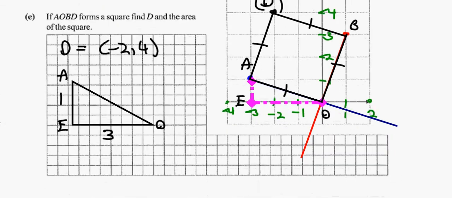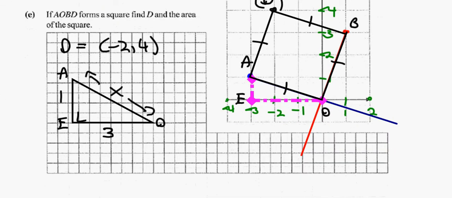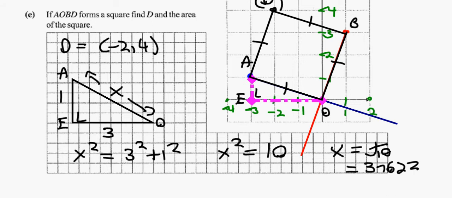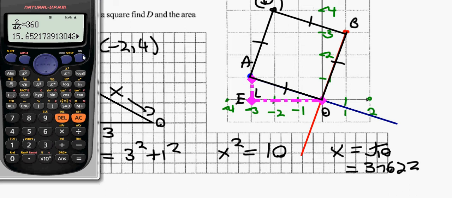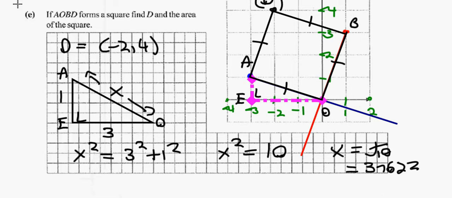What we can then use is Pythagoras' theorem. So we can use x squared equals 3 squared plus 1 squared. Remember, it's the longest side squared equals the sum of the other two sides squared added together. Therefore, we get x squared equals 10. Therefore, x has to equal the square root of 10, or 3.1622. We'll just check that out on the calculator for the square root of 10, and it's 3.1622.